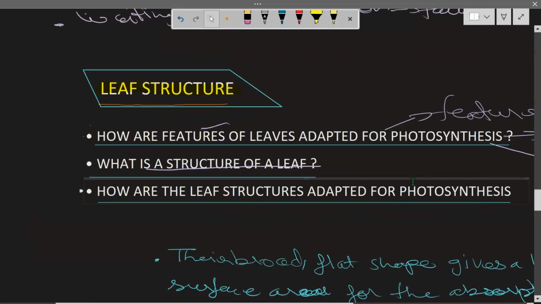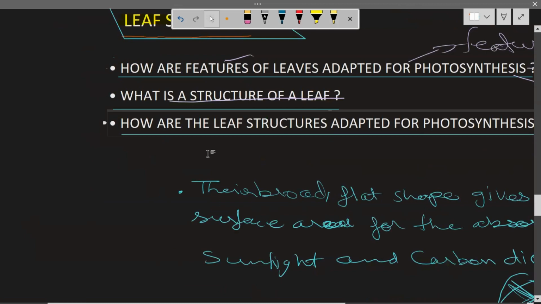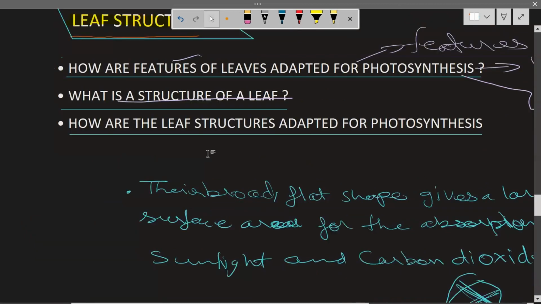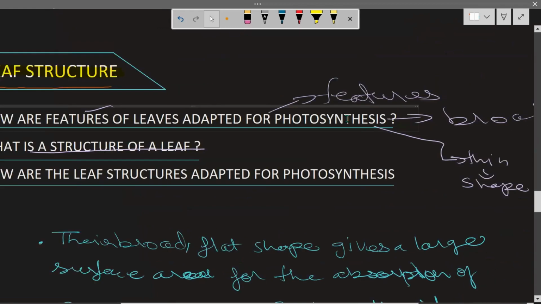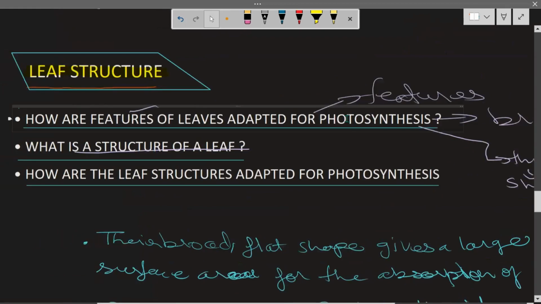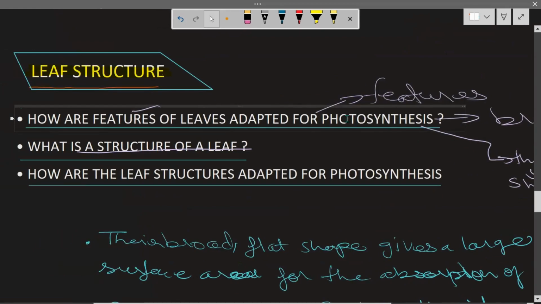I hope you guys have got the main gist of this lecture about the leaf structure. Until now we have covered the features of leaves adapted for photosynthesis, for example, the broad shape, and that most leaves are thin. We have also covered this.